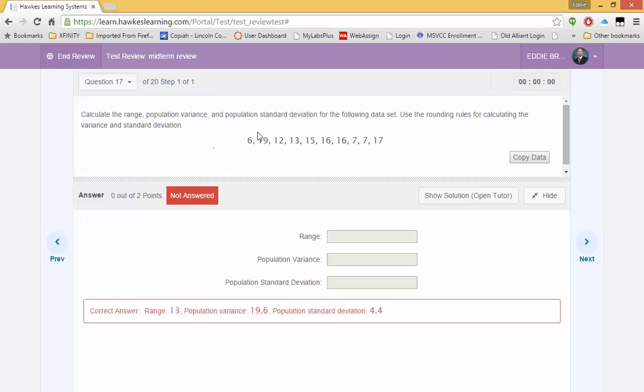This one's going to take a little bit longer because I have to calculate the range. The range doesn't take very long. The biggest number is 19, the smallest number is 6. So the range is 13.